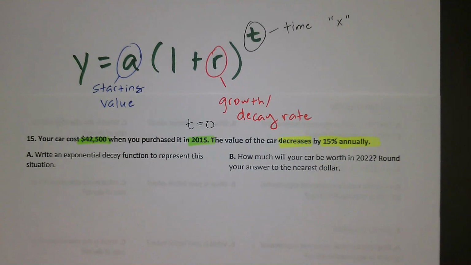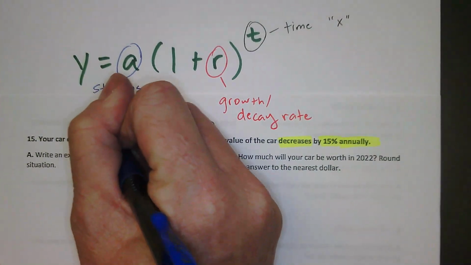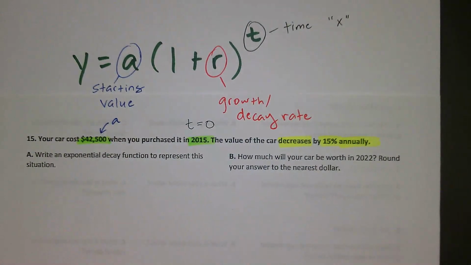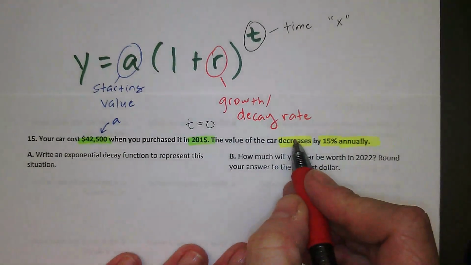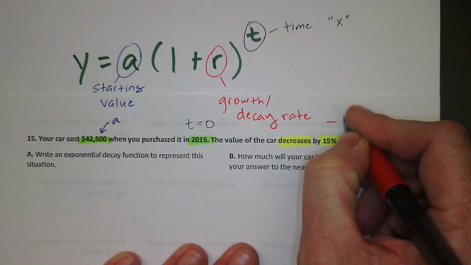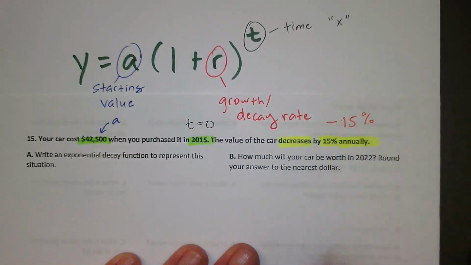Okay, we're going to go ahead and put everything in where they go. This is going to be your A value. That's your starting value. The car began at $42,500. This is going to be your rate. Because it's a decrease, it's negative, and then it's negative 15%.